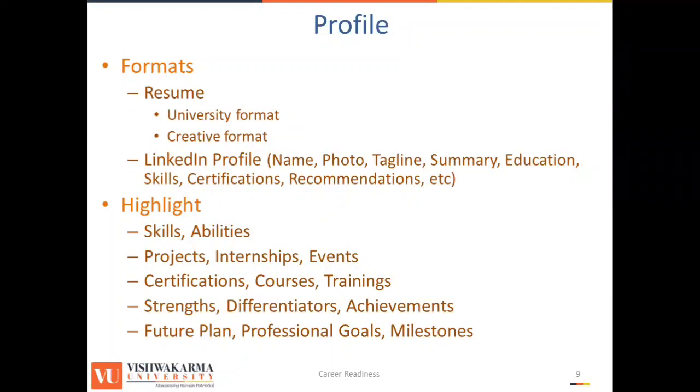Like for example, photograph. LinkedIn is a professional network, so a professional photograph. Name should be written properly. No nicknames there, please. Tagline, because this is one line that people see if they don't open your profile. This is the first thing that they're going to see along with your name and photo. Summary is important because if they have limited time, they will look at those 3 sentences, 5 sentences to understand who you are and whether you could be of any help or use to them.